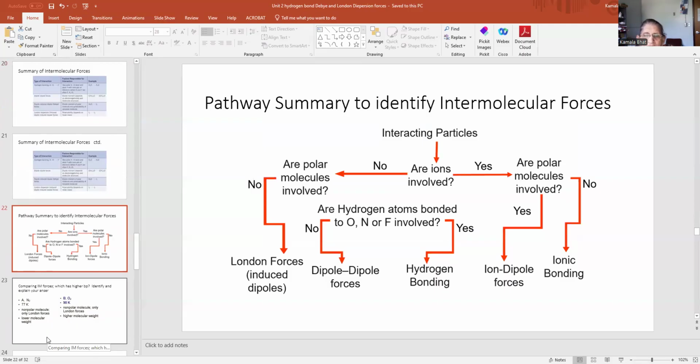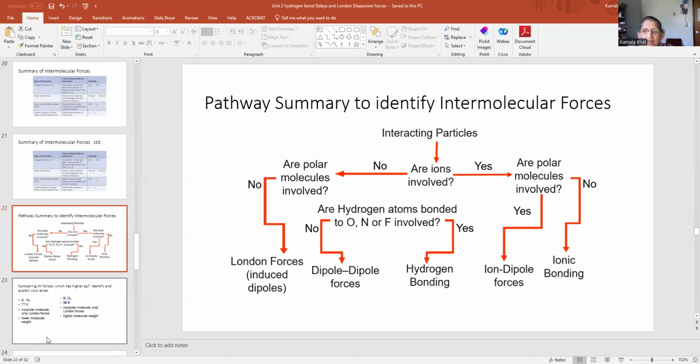So how does one identify what type of interacting particles are there? This leads to a pathway summary to identify intermolecular forces and interacting particles. The first question is: are ions involved? If the answer is no, then are polar molecules involved? If the answer is no, then the forces most probably coming into play are the London forces, which are the induced dipole moments.